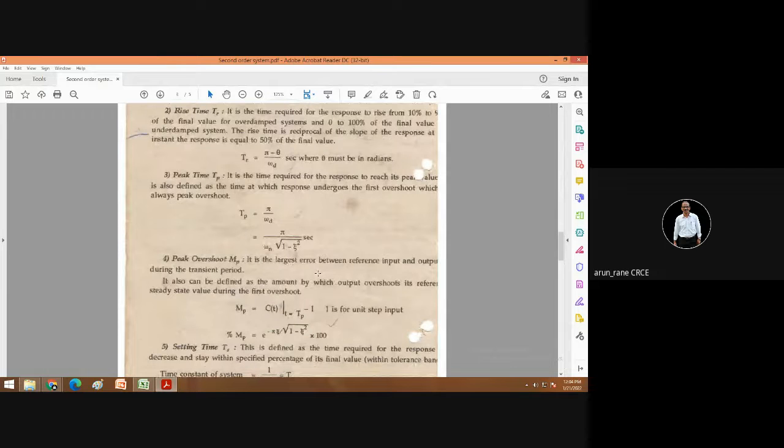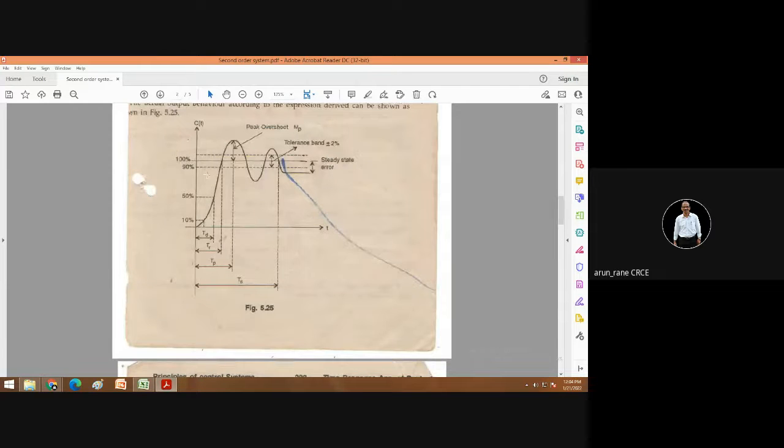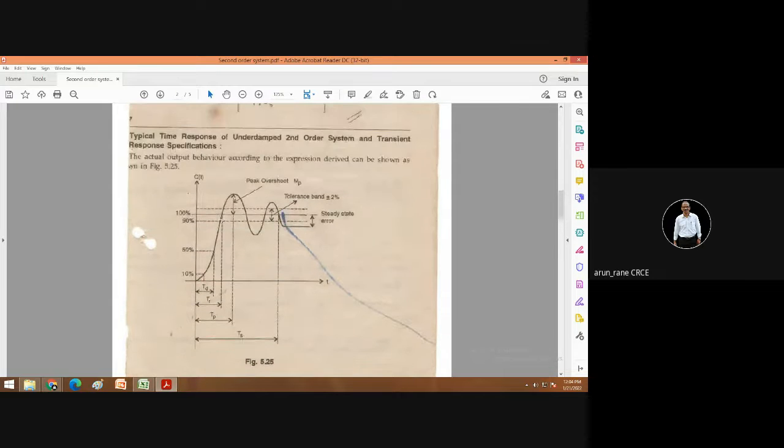It is the largest error between the reference input and the output during the transient response. This is still the transient response. So what is the largest error? I want 5,000, and for a moment it has reached say 6,000 or 6,100. So that is the largest, so 1,100. That's your peak overshoot.